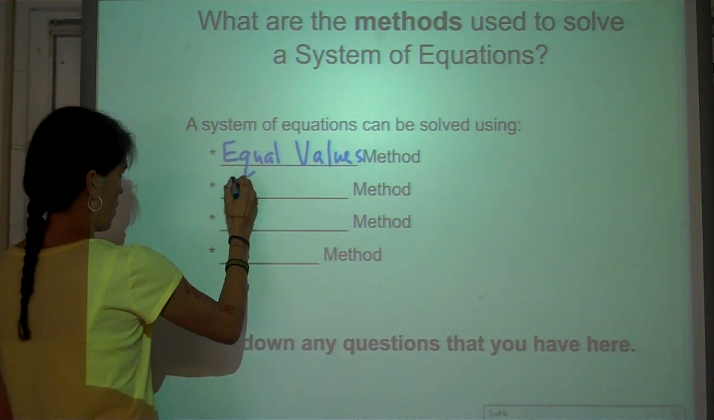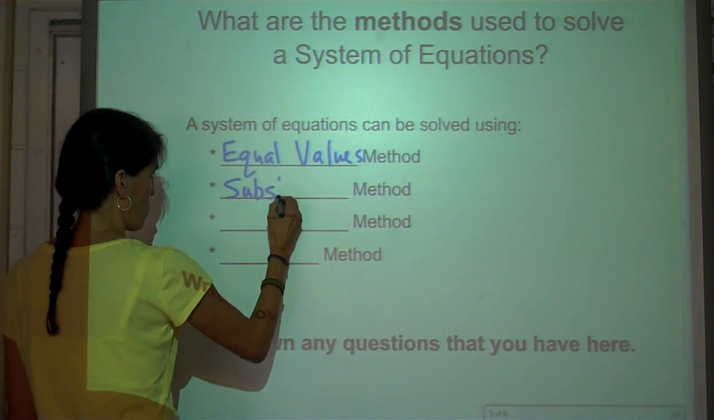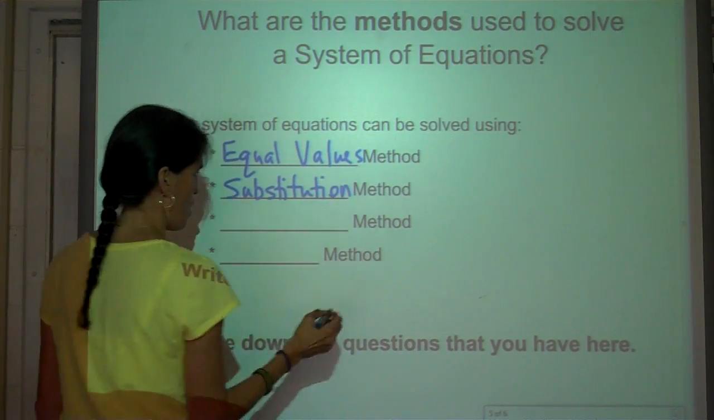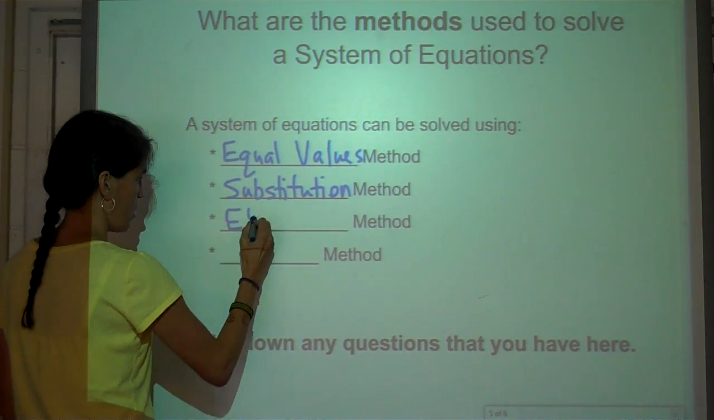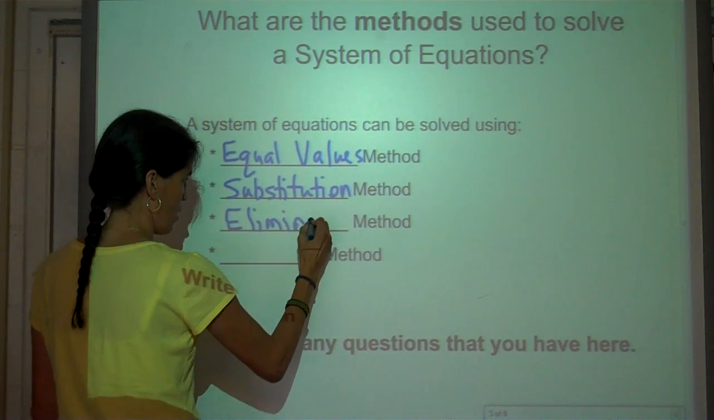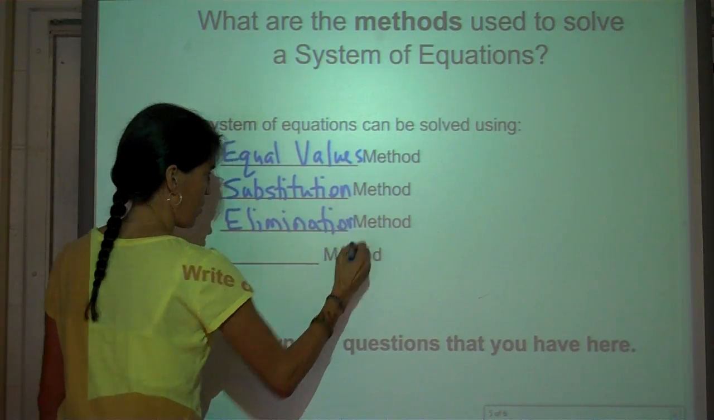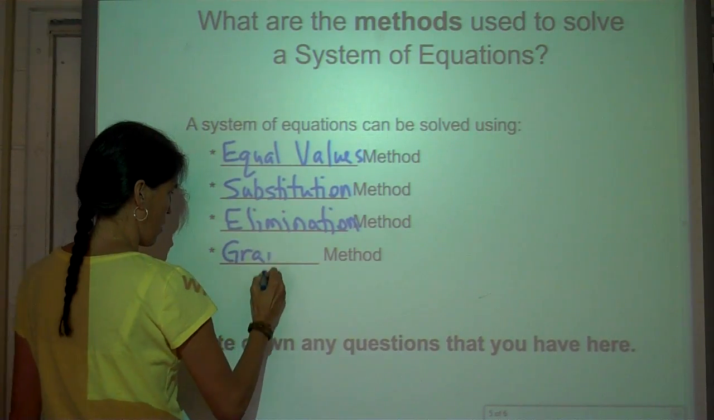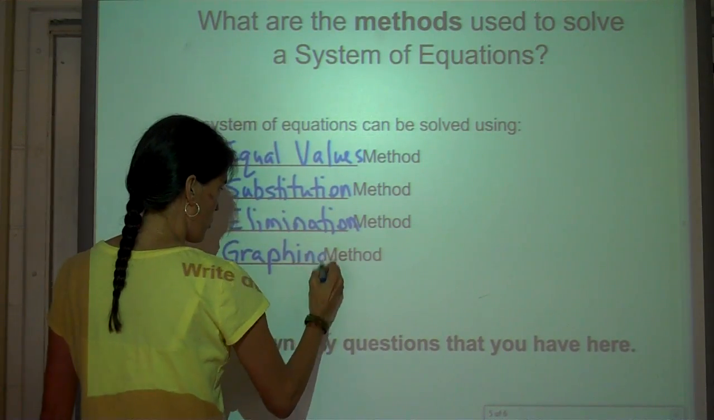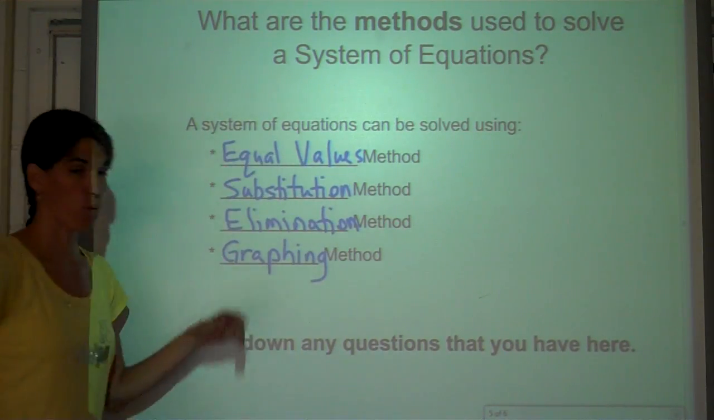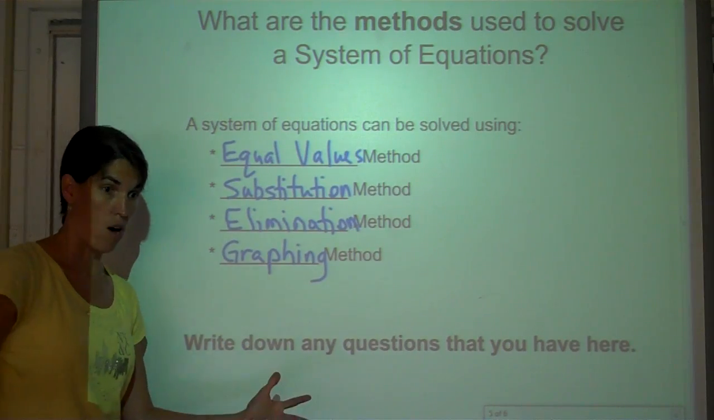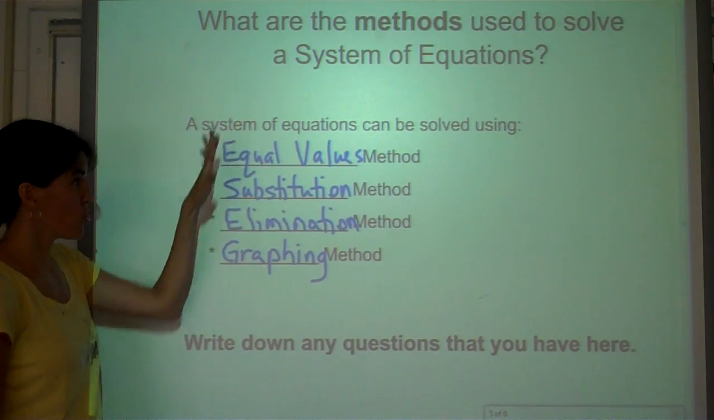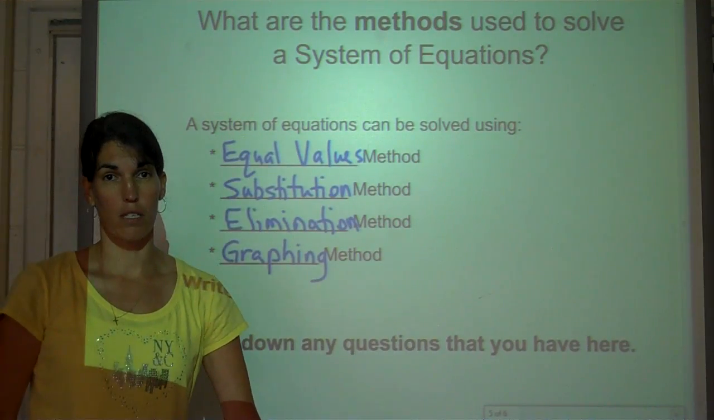The second method is substitution. It's a method called substitution. And the third method is elimination, like eliminate. And the last method is actually by graphing, which is what we just did. It's when you graph both lines, or all graphs, and you find where they intersect. Okay, this is just like a basic introduction to solving systems.